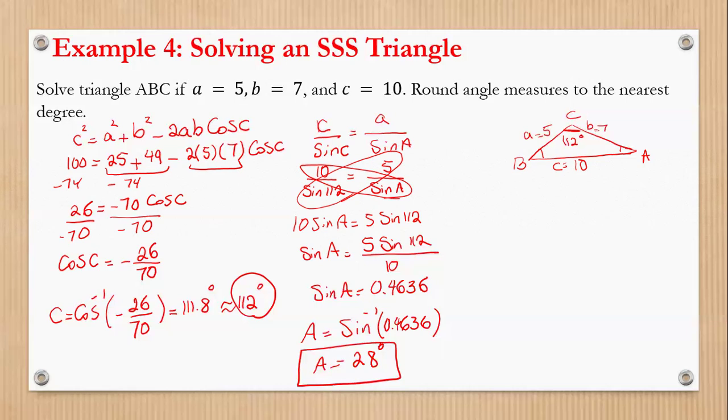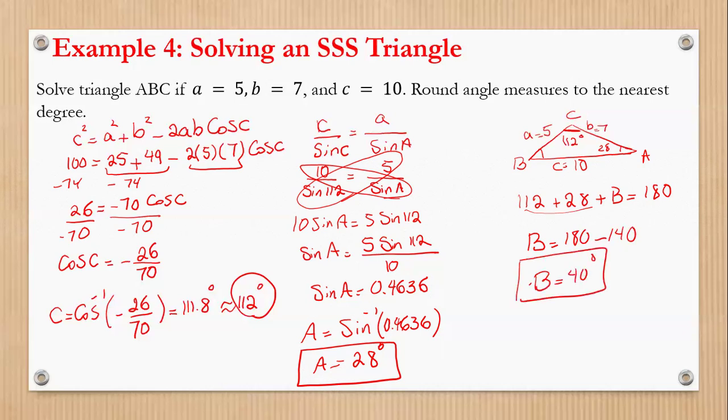Now, I know two angles. So the third angle is easy because I know 112 plus 28 plus angle B should be equal to 180, which means angle B must be, if I add these two, 112 plus 28, it's 140, and 180 minus 140 is 40 degrees. So angle B must be 40 degrees. And I'm done.